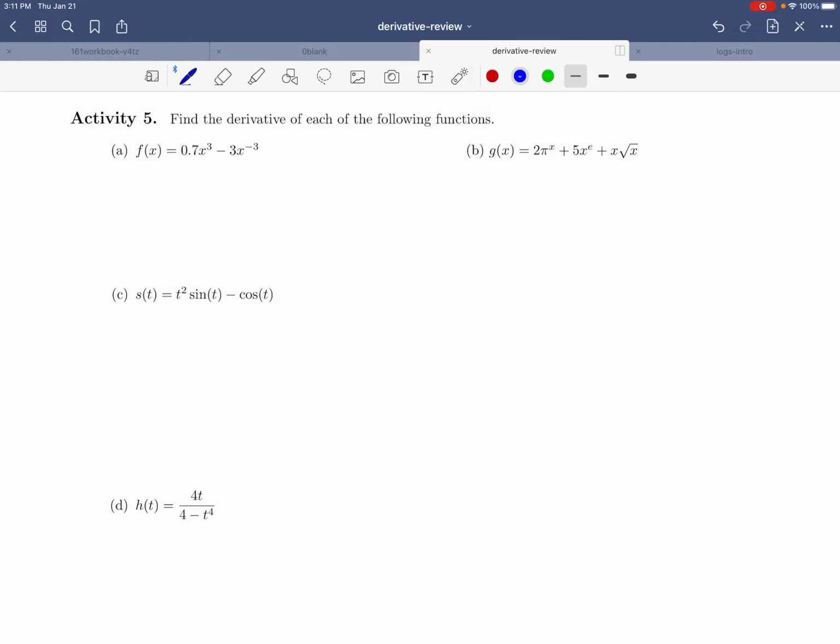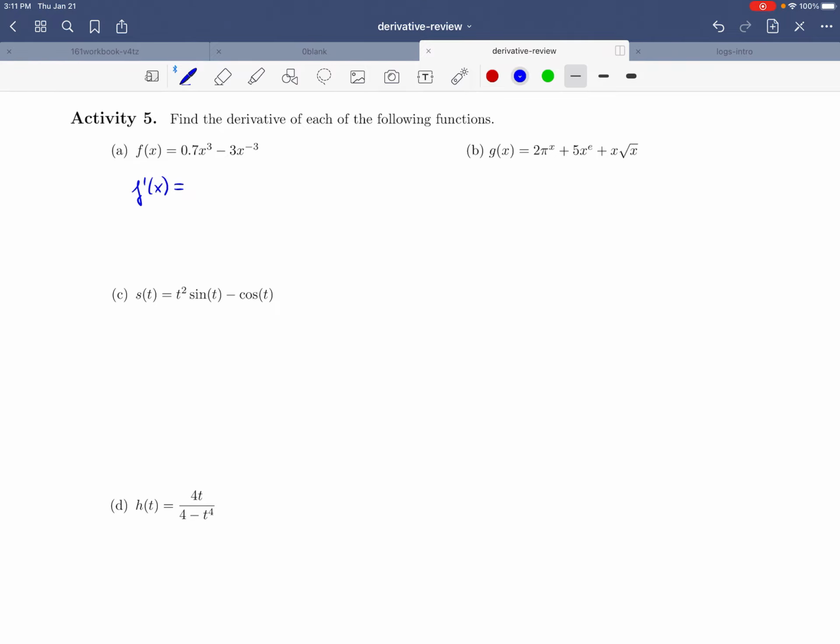In activity 5, we are practicing taking derivatives using our shortcut formulas. So this is a good time to take out your shortcut formula sheet and remember some of those rules that we learned last semester. So what's the derivative of f of x equals 0.7 x cubed minus 3 x to the minus 3? We want to find f prime of x.